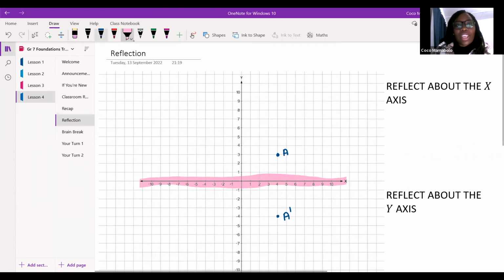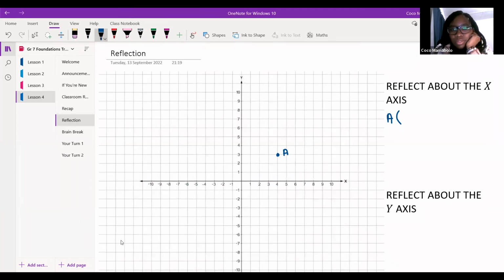Now, can you guys give me the coordinates for A, please? In the chat, go for it. Let me remove this because you guys might not be able to see. Give me the coordinates for A, everyone. And I need to move my A prime because I put it in the wrong place. Good. My coordinates are, Sam, remember, your X value comes first. 4 and 3.